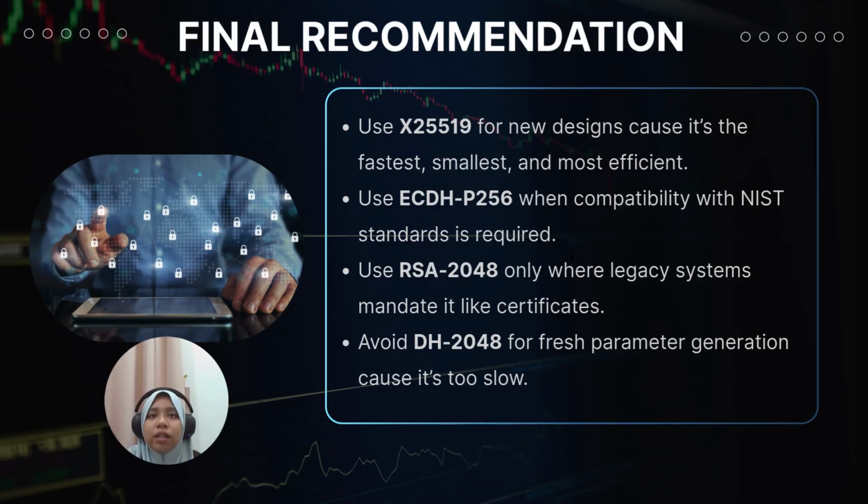Based on the data, here's our recommendation. Use X25519 for new designs. It's the fastest, smallest, and most efficient. Use ECDH P256 when you need compatibility with NIST standards. Use RSA 2048 only for legacy systems like certificate chains. Please avoid DH2048 for fresh parameter generation. It's simply too slow. This guidance helps balance performance, compatibility, and future-proofing.